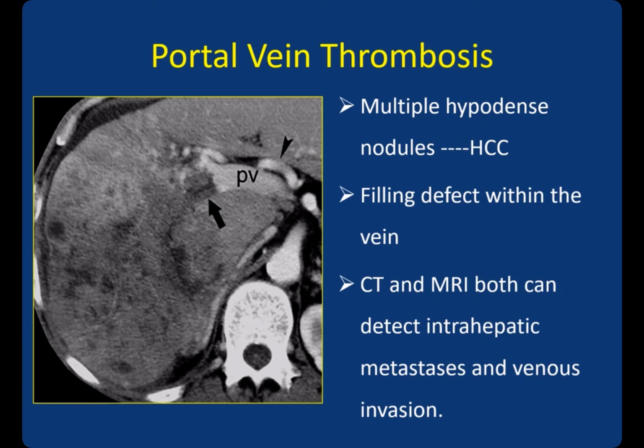In advanced HCC, there is an important sign named portal vein thrombosis. In this case, we can see multiple hypodense nodules. We can see the nodules located in the right lobe of the liver. Here, all of this part is HCC, and we can see this is the filling defect within the vein. This is called portal vein thrombosis. This is a hallmark sign for advanced HCC.